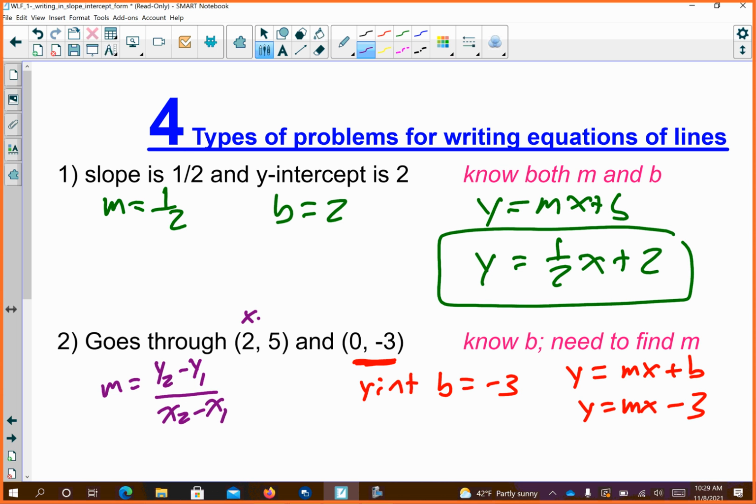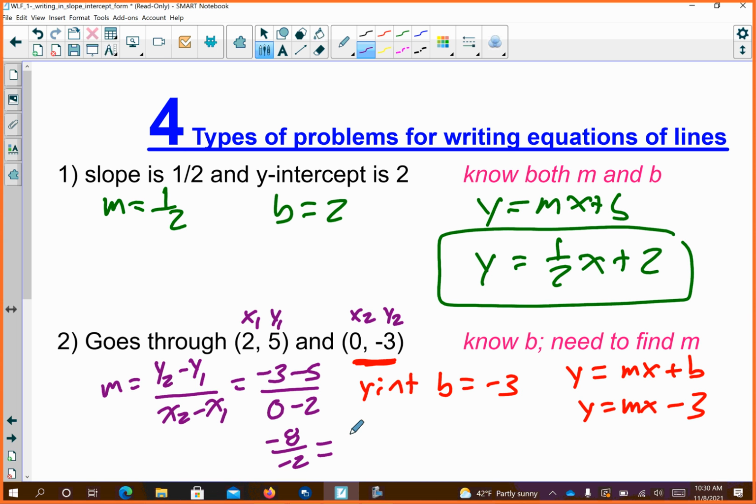And then I label my points x1, y1, x2, y2. If you flip-flop, and you want x2, y2, x1, y1, it's still going to be the same. So then we plug our values in. I have -3 minus 5, 0 minus 2. So I get -8 over -2. -8 over -2 reduces to what?